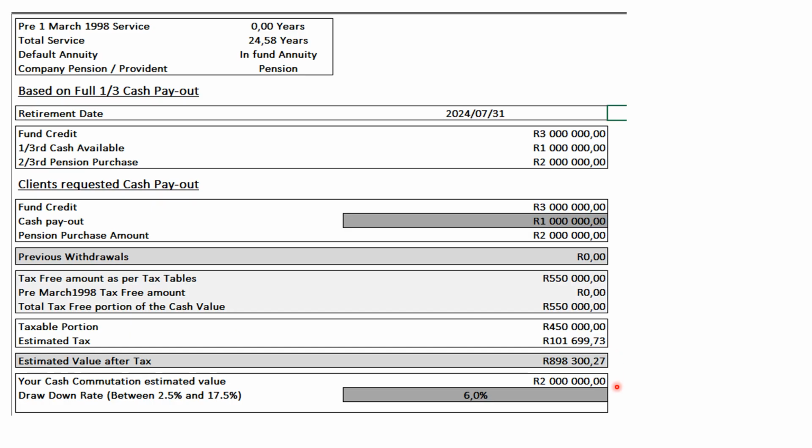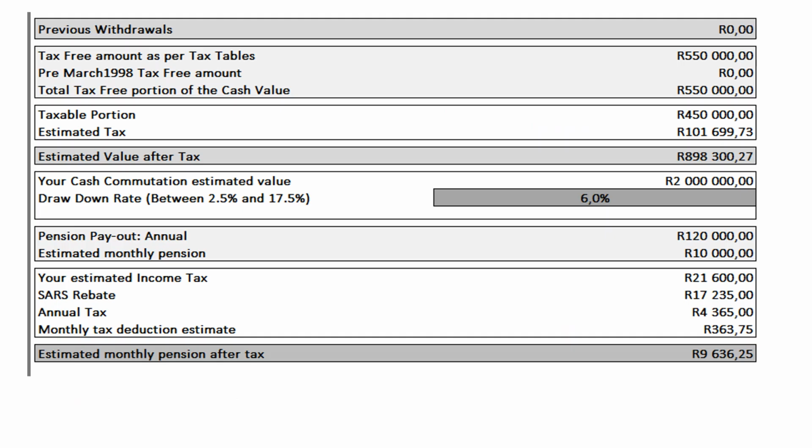And with his living annuity, the 2 million Rand that's going into the living annuity, we have suggested he takes a drawdown rate of 6%. This is the drawdown rate that we suggest most members start out with. With that 6% drawdown rate, he can expect to have a monthly pension of just over 9,600 Rand. So this would be his monthly take-home pension, starting at a drawdown rate of 6% for his 2 million Rand that goes into his living annuity.